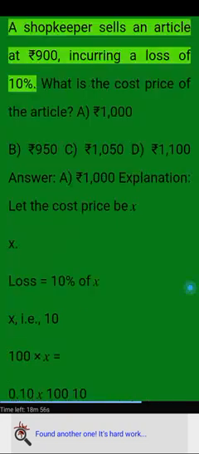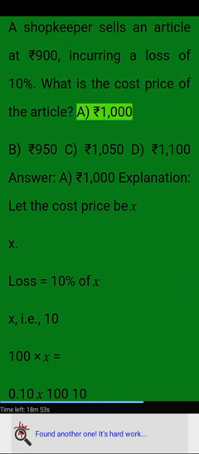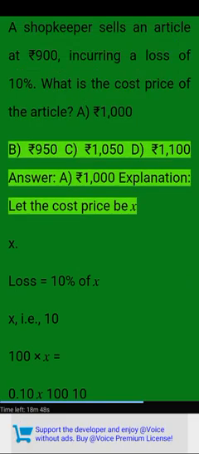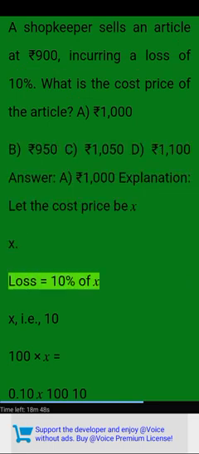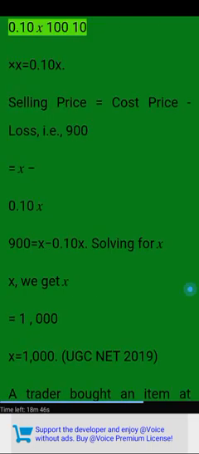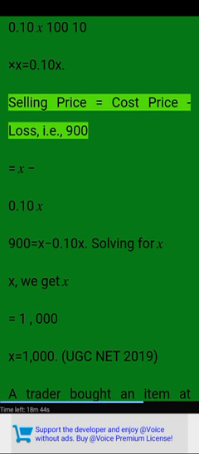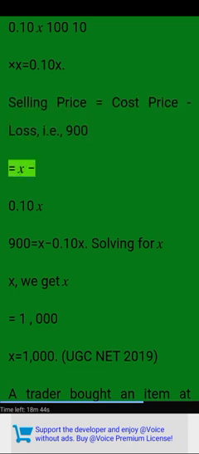UGC NET 2020. A shopkeeper sells an article at 900 rupees, incurring a loss of 10%. What is the cost price of the article? A. 1,000 rupees. B. 950 rupees. C. 1,050 rupees. D. 1,100 rupees. Answer: A, 1,000 rupees. Explanation: Let the cost price be X. Loss equals 10% of X, i.e., 10 over 100 times X equals 0.10 X. Selling price equals cost price minus loss, i.e., 900 equals X minus 0.10 X. Solving for X, we get X equals 1,000.